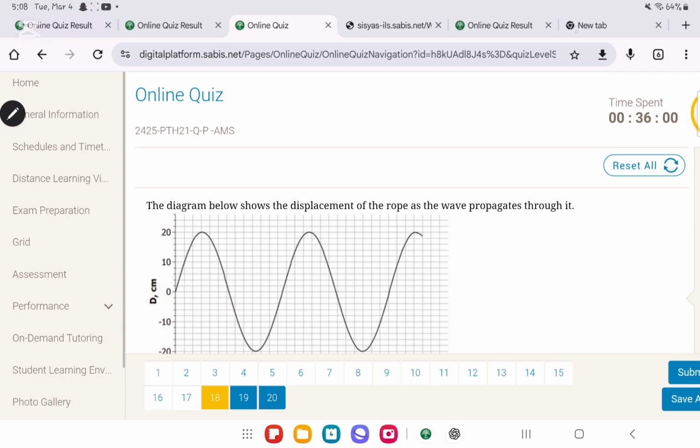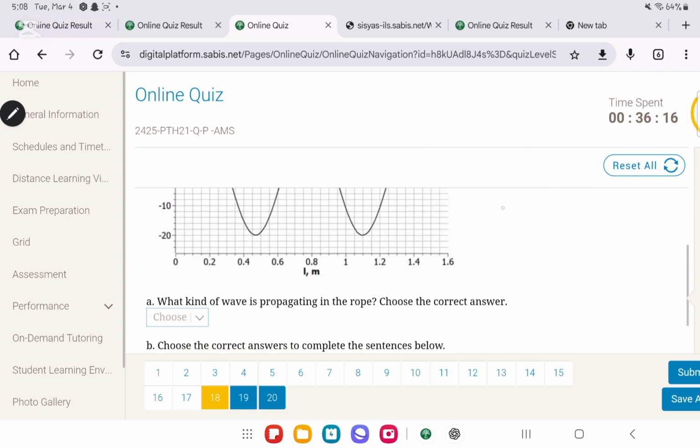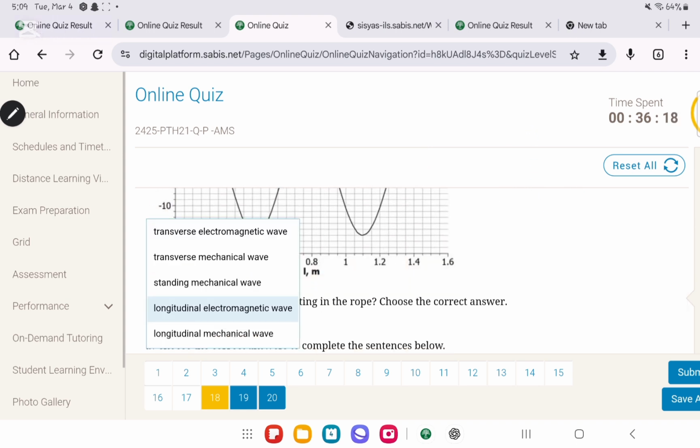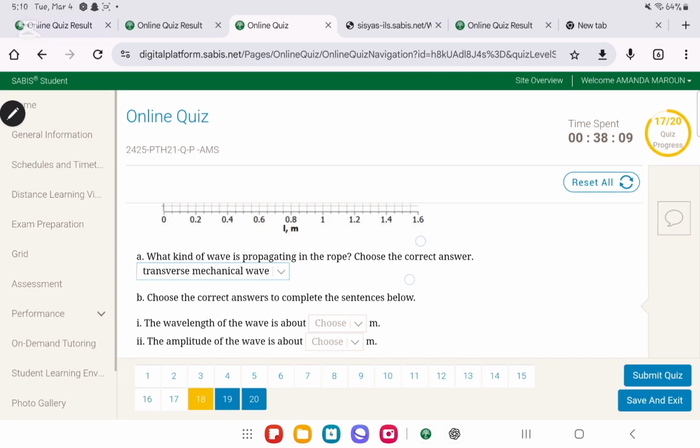So very simply, if you go up and read, you will see that the displacement in the diagram below shows the displacement of the rope, okay, as the wave propagates through it. So the wave is propagating through the rope. And if it's propagating through the rope, that means it needs a medium to propagate. So because it is traveling through the rope, it is definitely a transverse mechanical wave. So choose the correct answers to complete the sentences below.